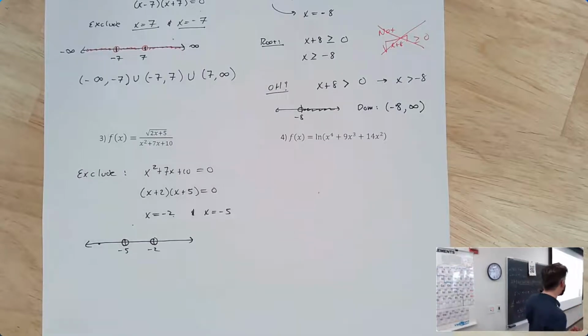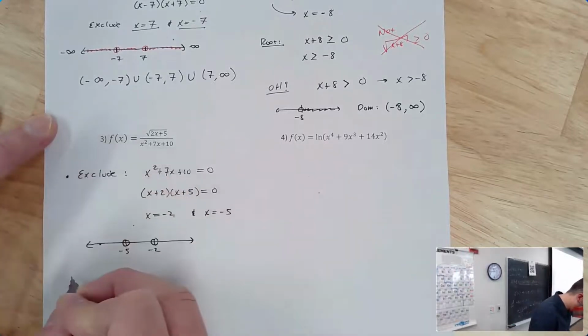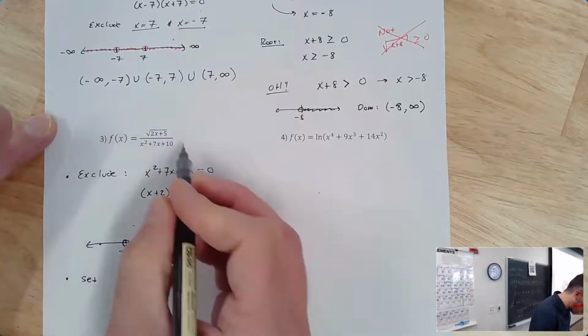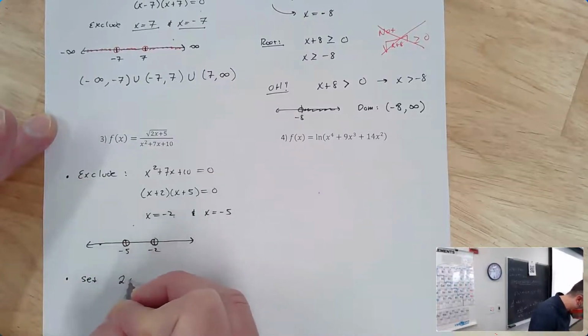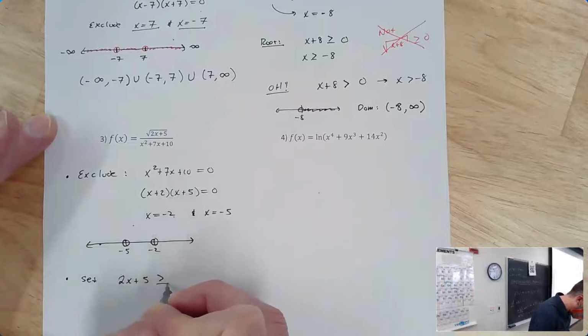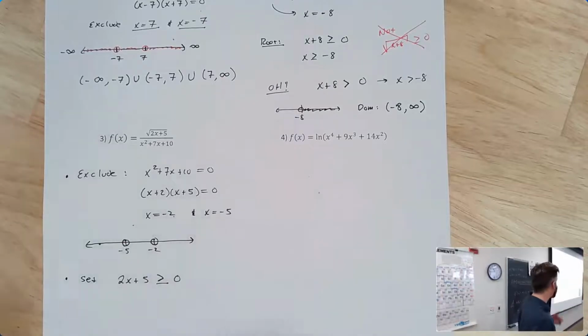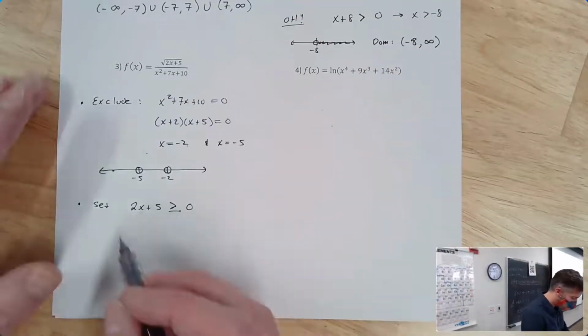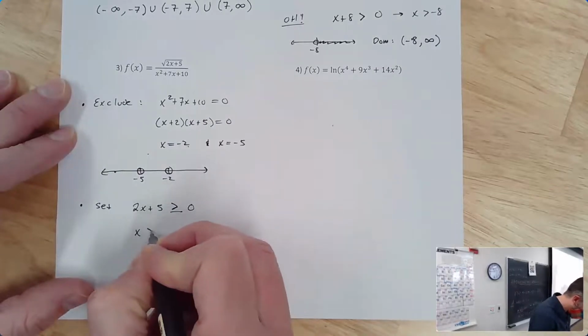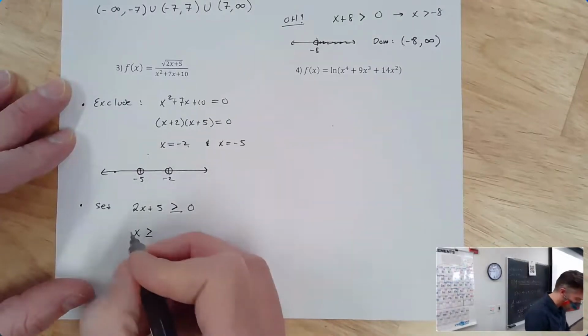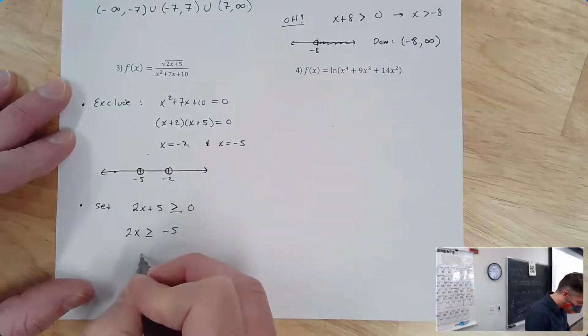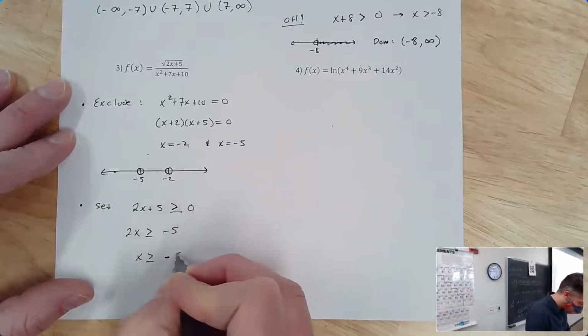Because in addition to not wanting to divide by 0, I also don't want to take the square root of a negative. So I also have to set the insides of the square root, or the argument of the square root, to be greater than or equal to 0. And here it's perfectly fine for it to equal 0 because it's in the numerator. It's perfectly okay to have 0 in the numerator. So I'm going to isolate x. I'm going to get 2x greater than or equal to -5, x greater than or equal to -5/2.